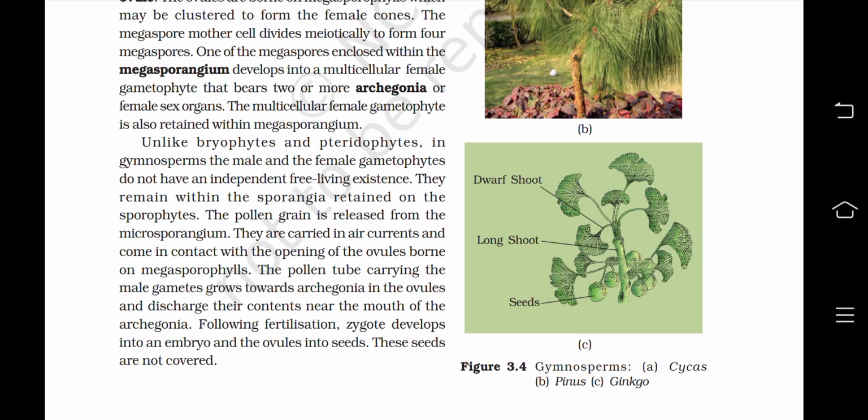The pollen grain is released from the microsporangium. They are carried in air currents and come in contact with the opening of the ovules borne on megasporophylls. The pollen tube carrying the male gametes grows towards archegonia in the ovules and discharges their contents near the mouth of the archegonia. Following fertilization, zygote develops into an embryo and the ovules into seeds. These seeds are not covered.